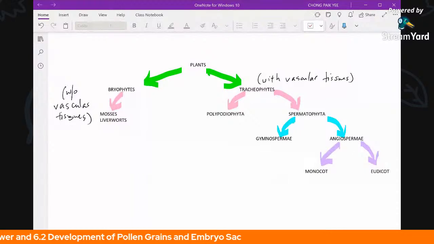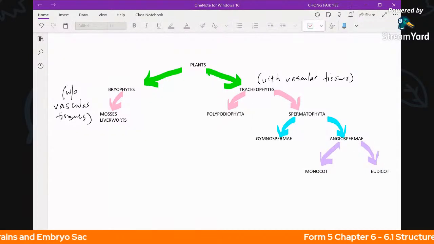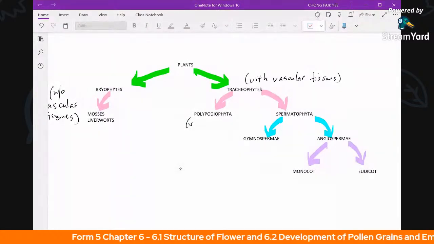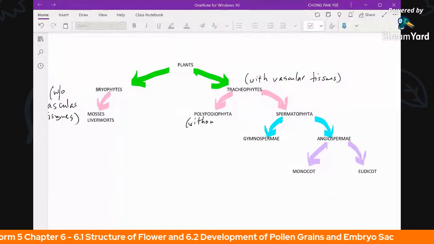Now under tracheophytes, which are with vascular tissues, you have 2 groups. These are plants with seeds. Those without seeds are called polypodiophyta. They don't have seeds.